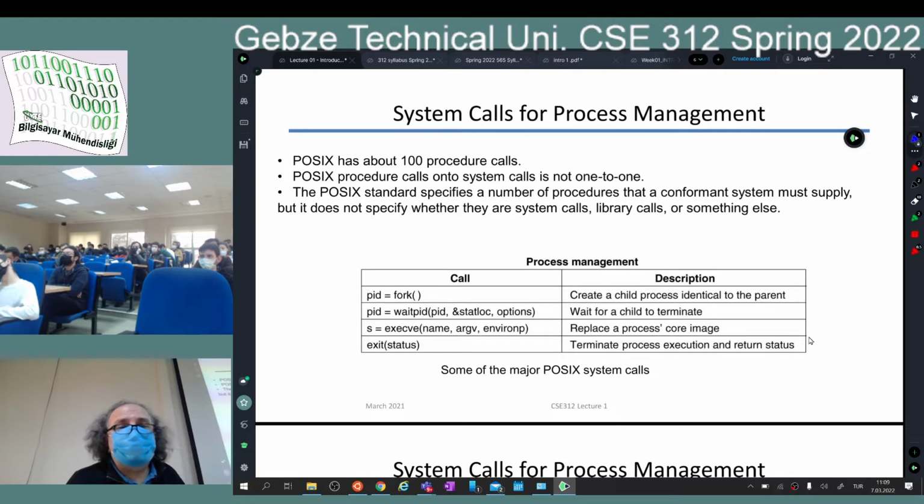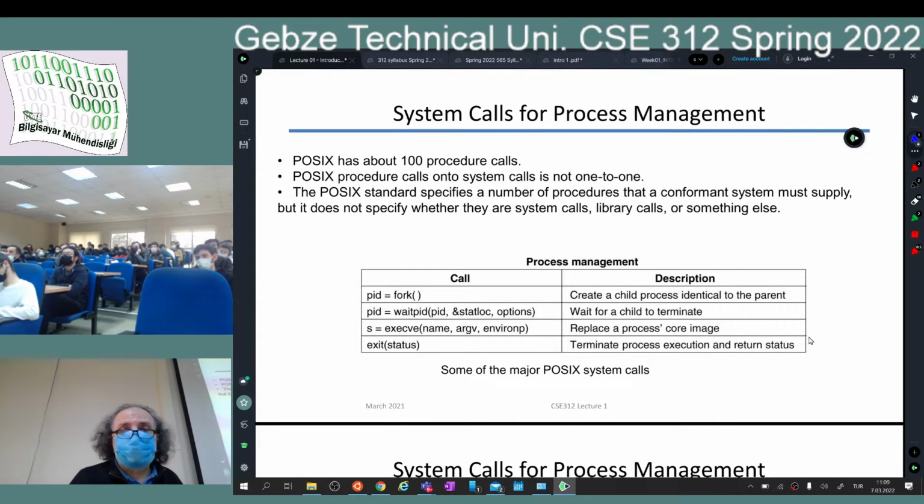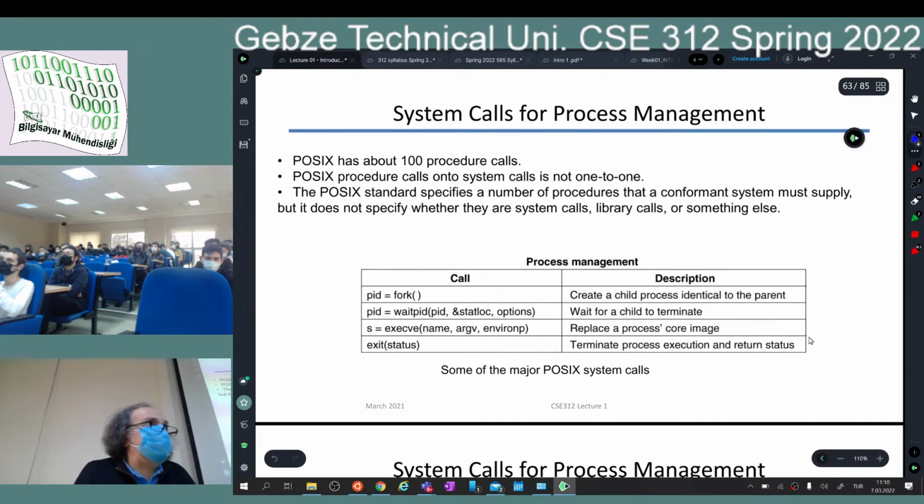And POSIX says that as a POSIX compatible operating system, you need to handle these 100 procedure calls. Some of them are related to processes, some are related to files, some are related to timers, etc. So let's look at them one by one. Windows is not a POSIX compatible operating system. It has calls that are kind of compatible with some of these procedures, but not 100%.